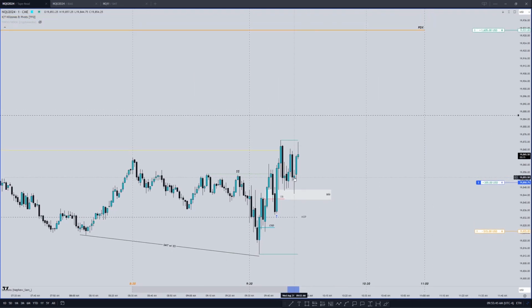Just put kind of the music behind it in the recording, and just mark up the PD arrays, the kind of tape reading you normally see me do as we continue to expand.